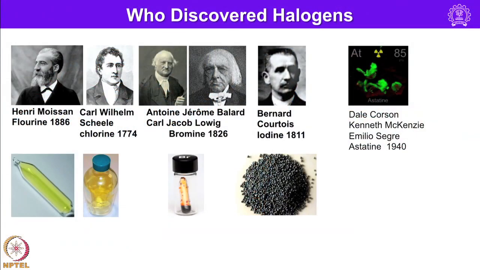And let us see the discoverers of halogens. Henri Moissan discovered fluorine in 1886 and Carl Scheele, responsible for the discovery of many elements in the periodic table, discovered chlorine in 1774. Antoine Balard and Carl Löwig discovered bromine in 1826 and Bernard Courtois discovered iodine in 1811. Very recently in 1940, Dale Corson, Kenneth Mackenzie and Emilio Segrè discovered astatine.